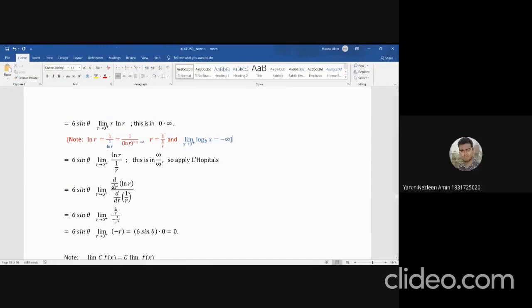So now the question: why can't we consider ln 0? Ln 0 is undefined. And r is never 0. R is positive over there, right? R is positive, so why should I consider 0? R is close to 0, but not 0.